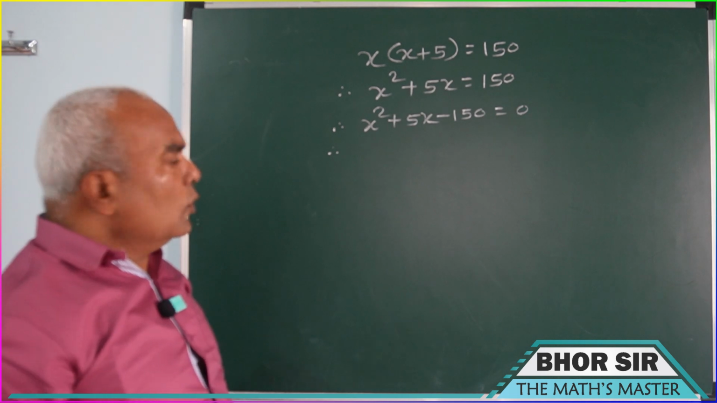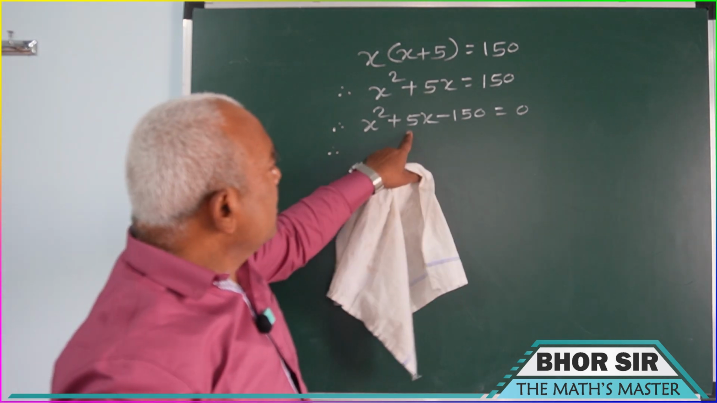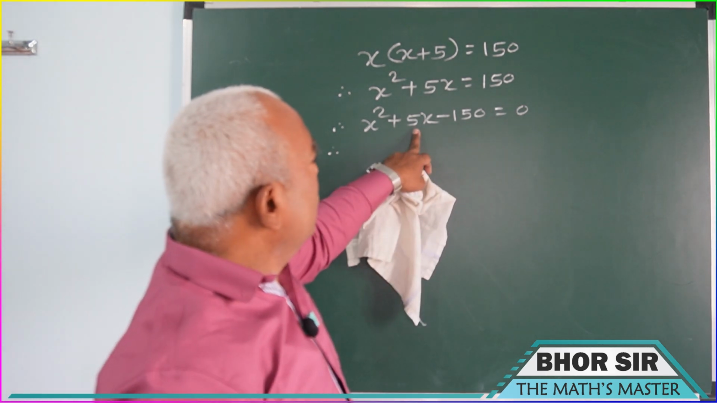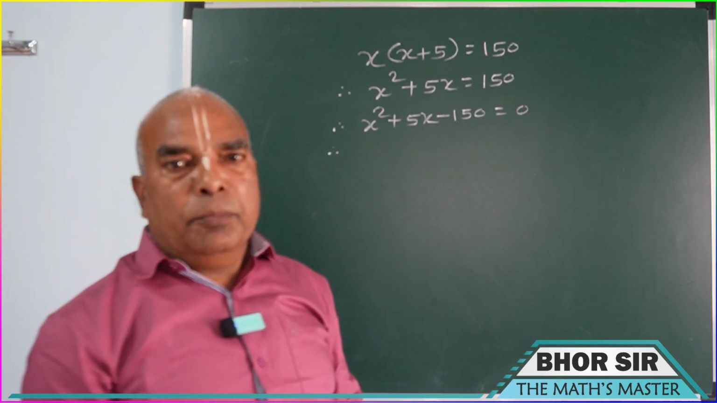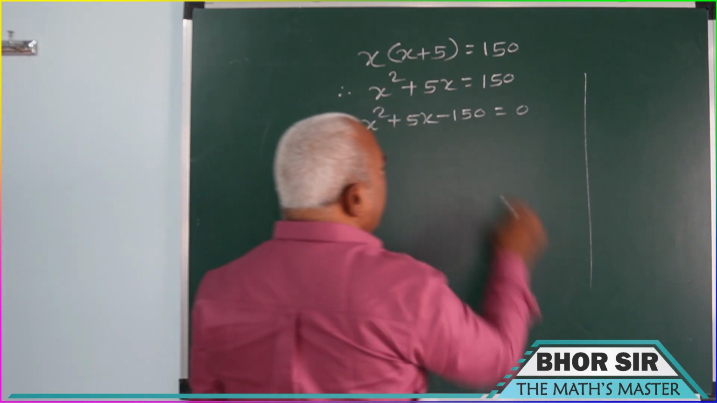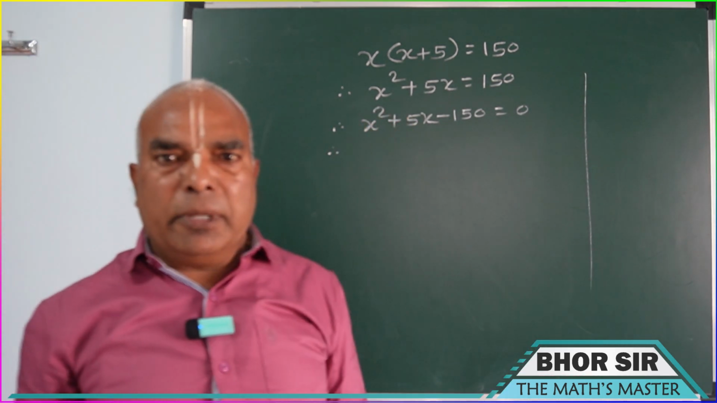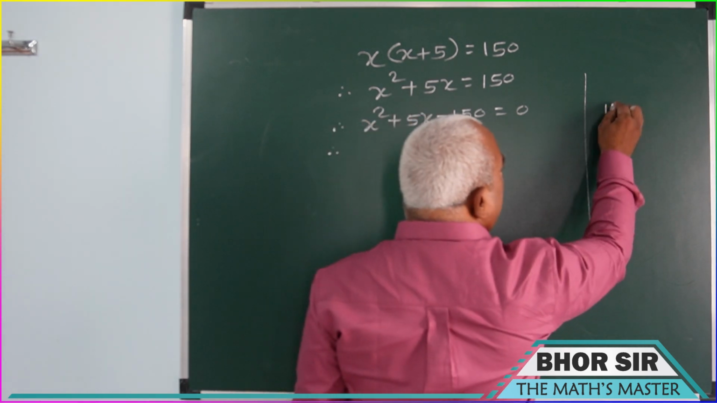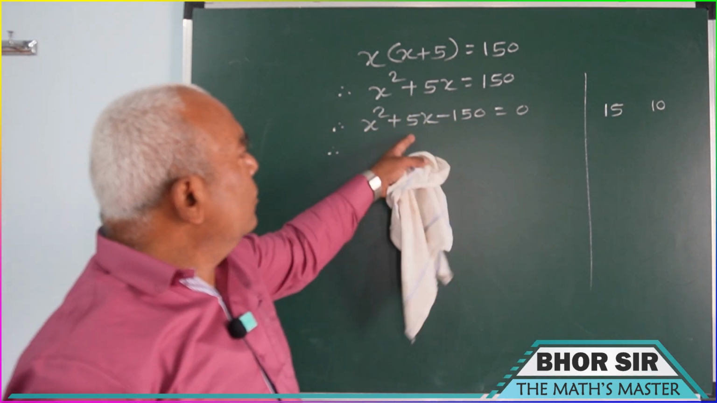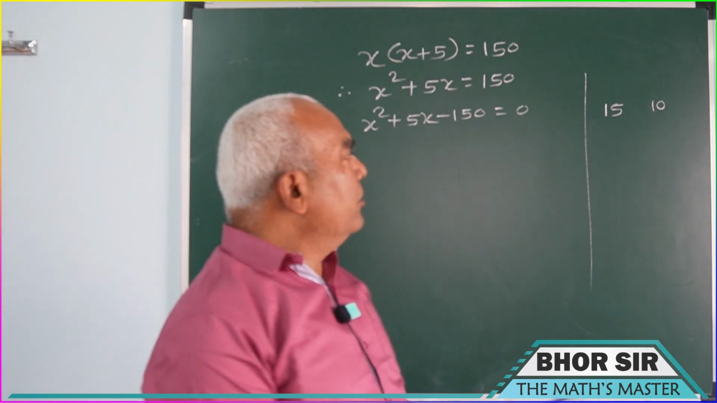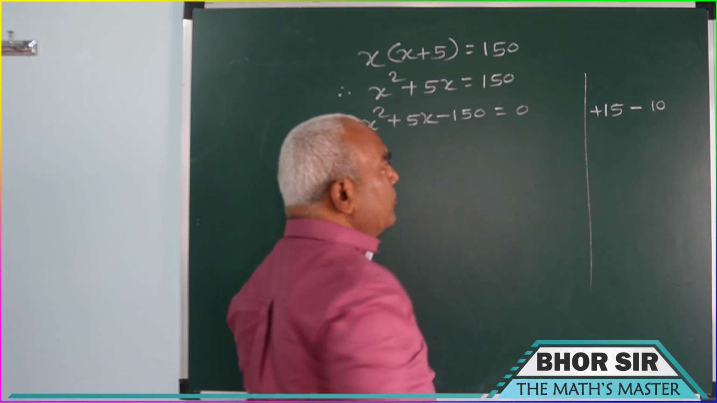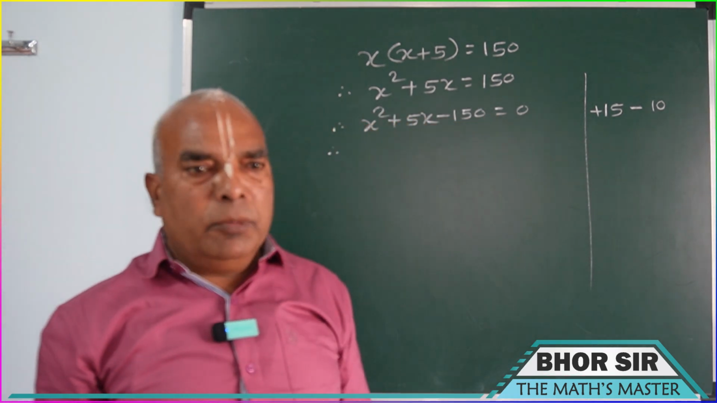Now see, there are two numbers whose subtraction is 5 and multiplication is 150. See here, subtraction should be 5 and multiplication should be 150. Simple thing: 15 and 10. 15 and 10. Subtraction is 5 and multiplication will be 150. The sign will be such that the answer comes plus 5. Therefore, 15 should be plus and 10 should be minus.